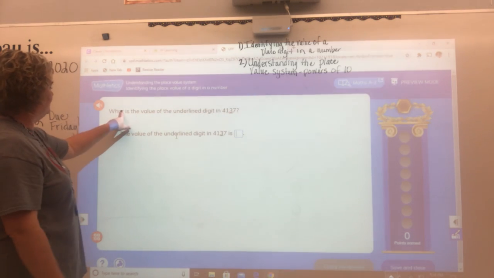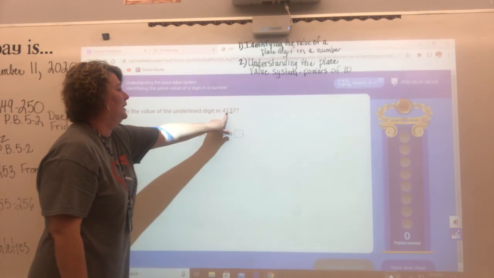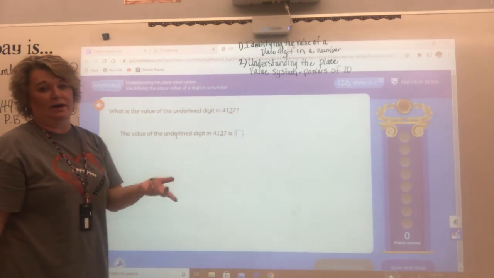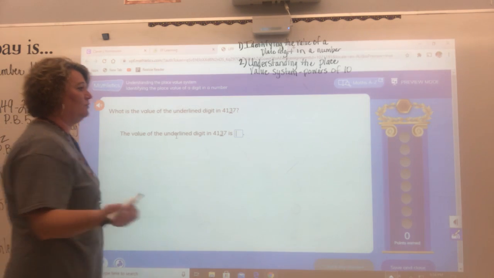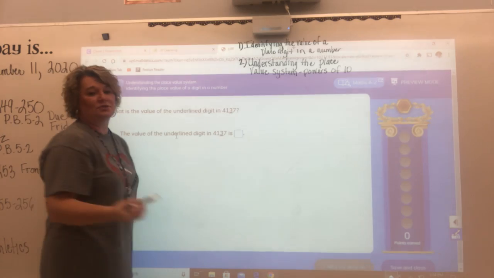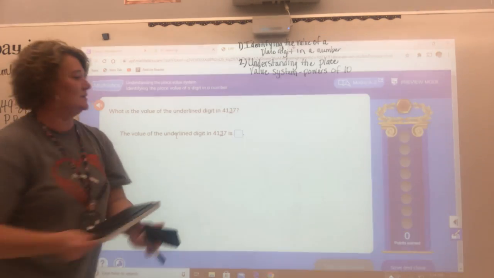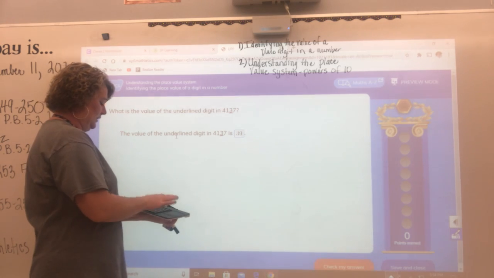Okay, so this is the kind of questions that you're going to see. What's the value of the underlined digit in 4,137? Well, I erased it. I should have kept it up. But if you looked on your cheat sheet, this is the ones place, this is the tens place. But there's a 3 in it, so 3 tens would be 30. So literally, you're going to type in that box 30.